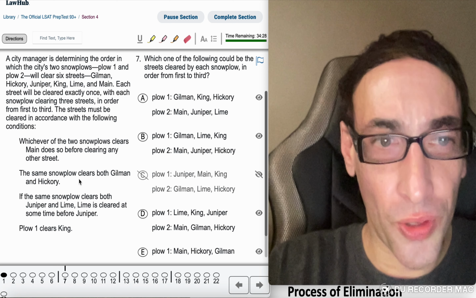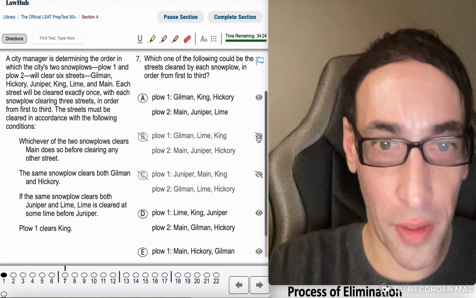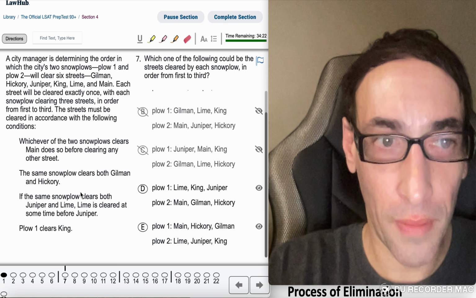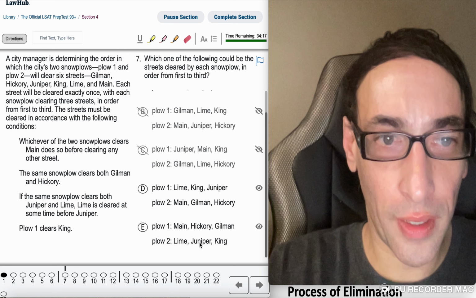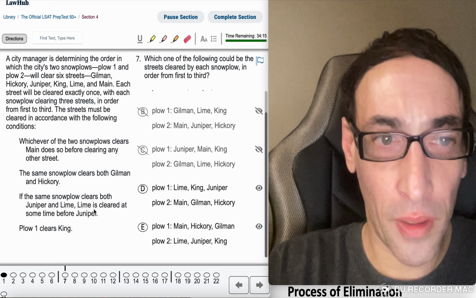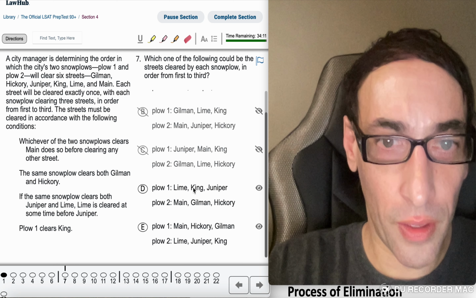The same snowplow clears both G and H. G and H are together. G and H are not together. G and H together. If the snowplow clears both J and L together, then L is cleared at some time before J, which is good. J and L together, L is before J, which is good.